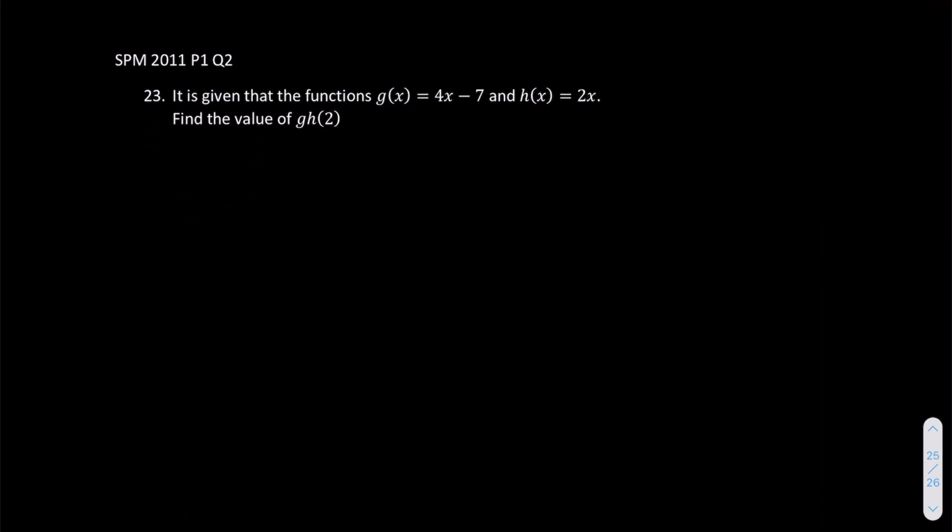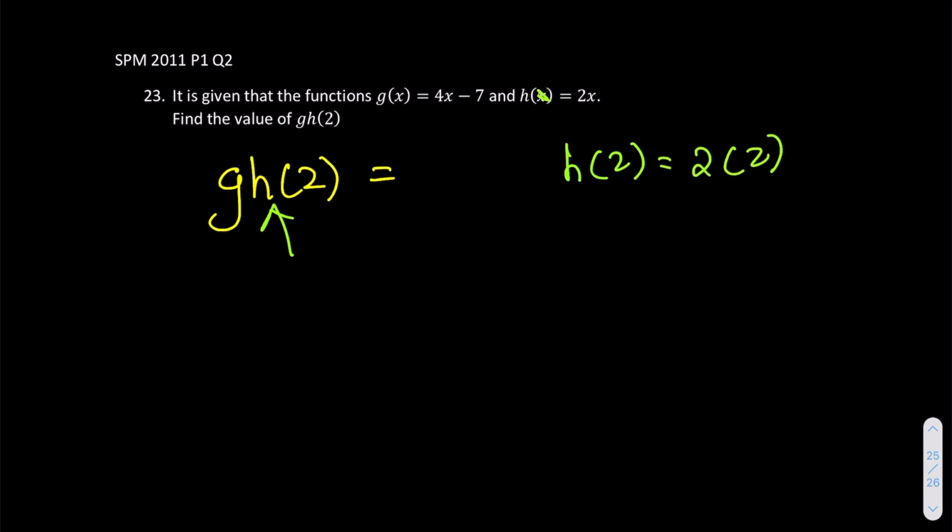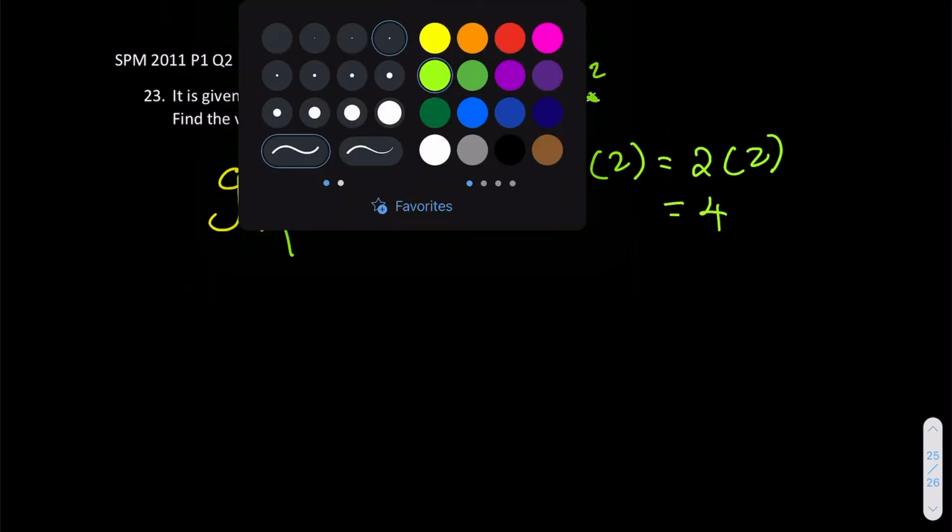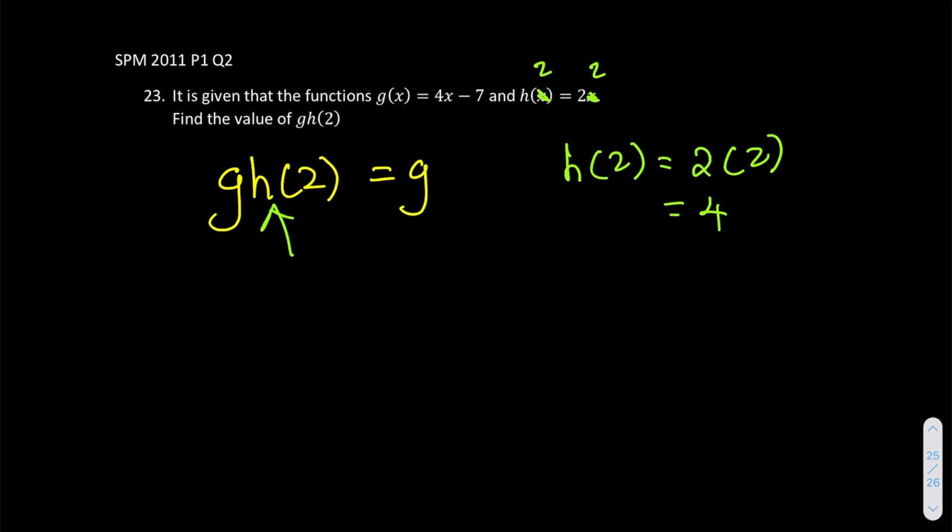Next is, given that g of x is 4x minus 7, hash of x is 2x, find the value of g hash of 2. So again, we're going to compute the function at the back first. Hash of 2 is just 2 times 2, because all the x is now no longer unknown, but we know it's 2, which is 4. So now we update our composite function. It's just g of 4. So after that, we go for g. It's no longer x, it's now 4. So it's 4 times 4 minus 7, which is 9.